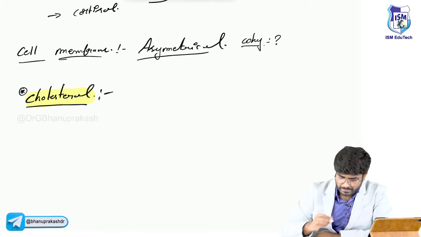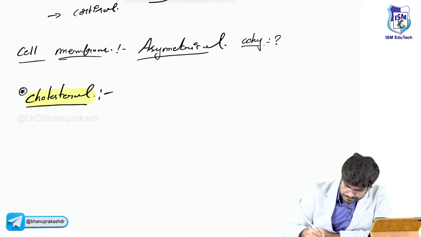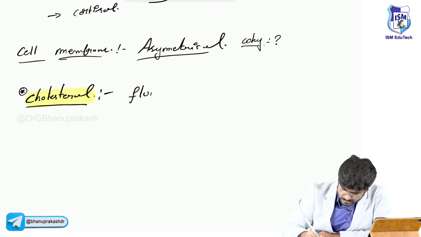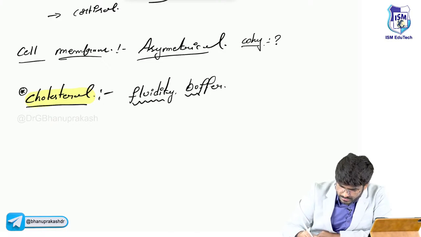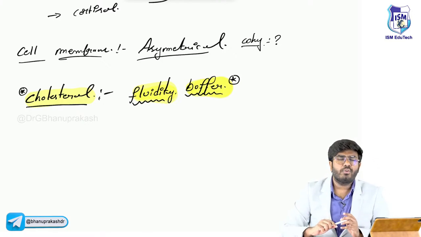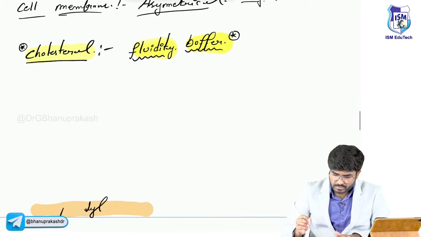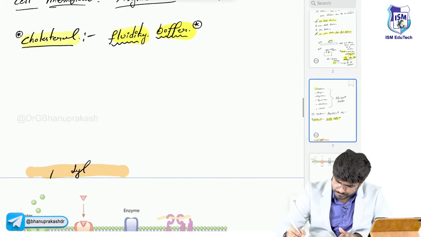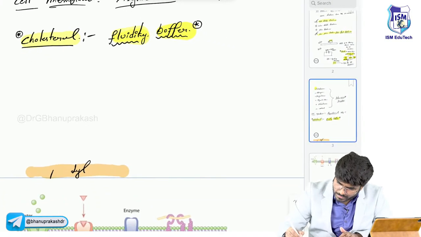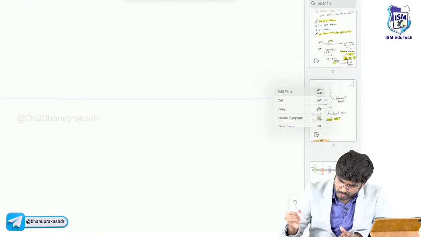So cholesterol, let's come back. Cholesterol is called the fluidity buffer. In the cell membrane, cholesterol is the fluidity buffer. Now, a very important MCQ for your exam. What is this fluidity? What exactly is this fluidity? Let me give you some examples. With examples, let me teach you. Let me draw this and show you.